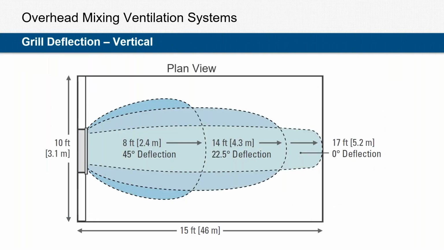When we look at the throw from sidewall grills and the deflection associated with them, we can see that zero deflection is going to give us our longer throw. But as we add deflection to that grill, we're going to see that that airflow pattern widens. And so when we've got a 45-degree deflection, we're going to end up with a much wider and shorter throw, which gives us some flexibility in terms of laying out our space.